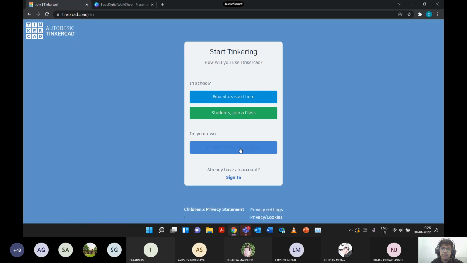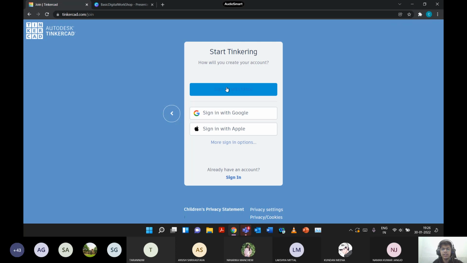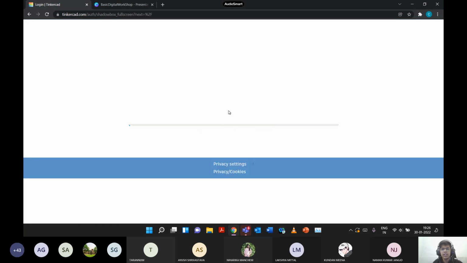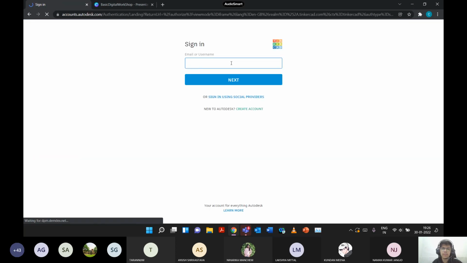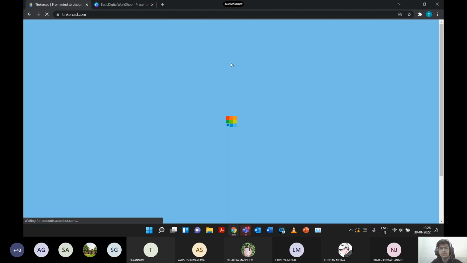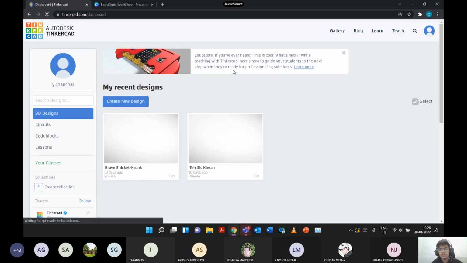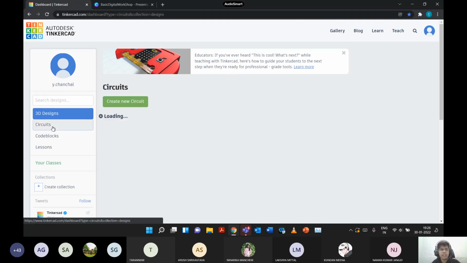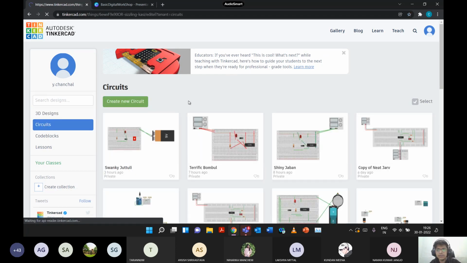Just create an account, by creating a personal account and signing in with Google, or you can use your IITG email. I already have an account, so I'll just sign in. Give me a minute. So once you have signed in, this is how Tinkercad looks like. We are going to simulate circuits, so just go to the circuits section and create a new circuit.